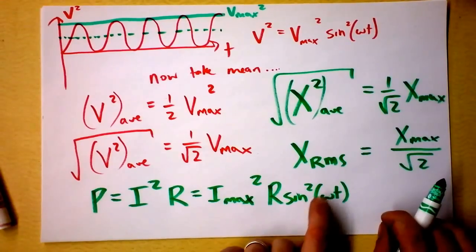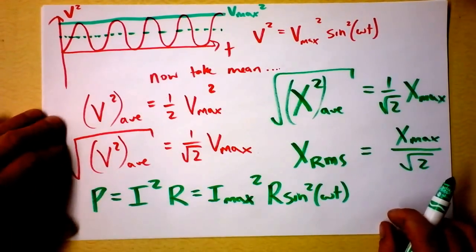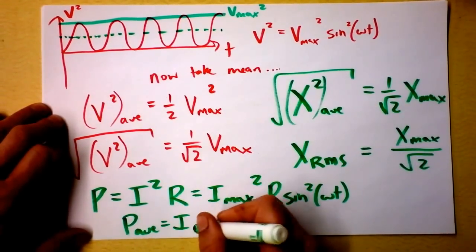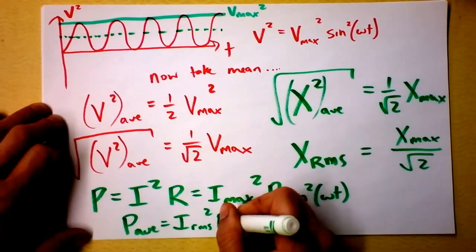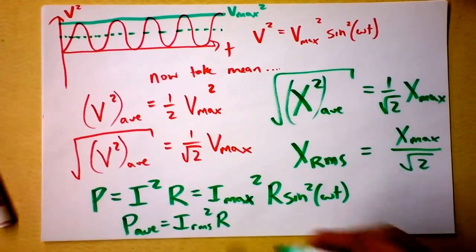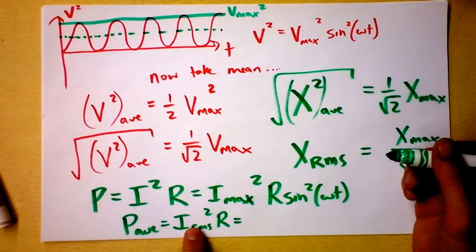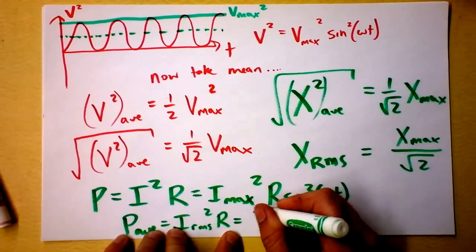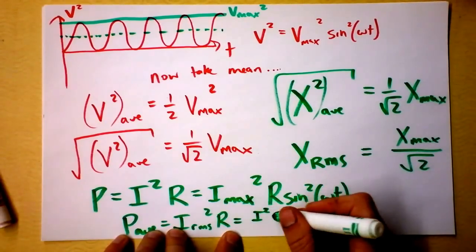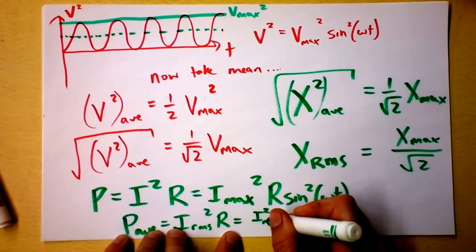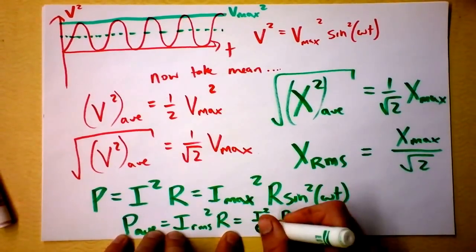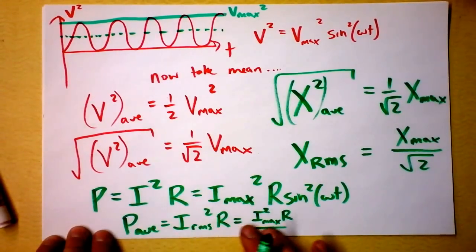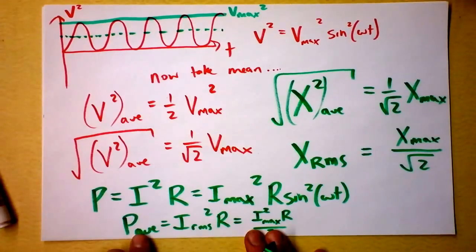So this is true instantaneously, but I can tell you another equation: average power equals current RMS squared times R. And so that means, wait a second, if I take I RMS and I square it, I'm going to get I max squared divided by 2, times R. Interesting. All right, and this is true at any time. This doesn't have any time dependence because I'm looking for the average.